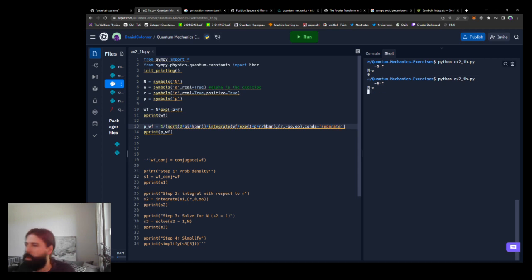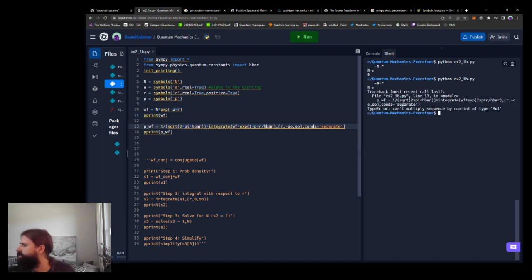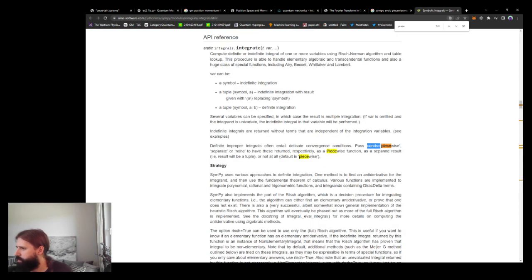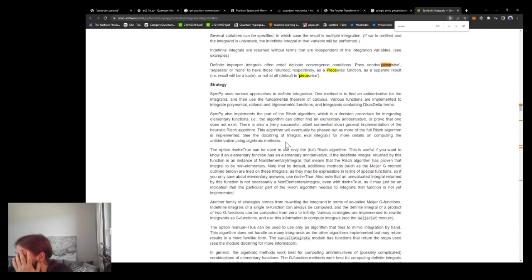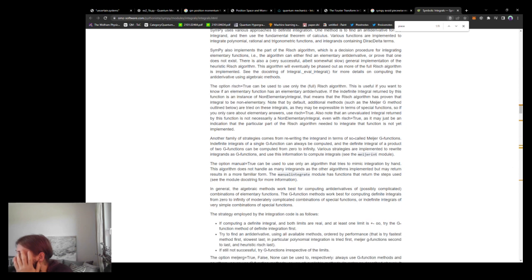Separate. Piecewise, separate or non, that is returned. Definite improper integrals. Indefinite integrals are returned without terms that are independent of the integration variables. Antiderivative.